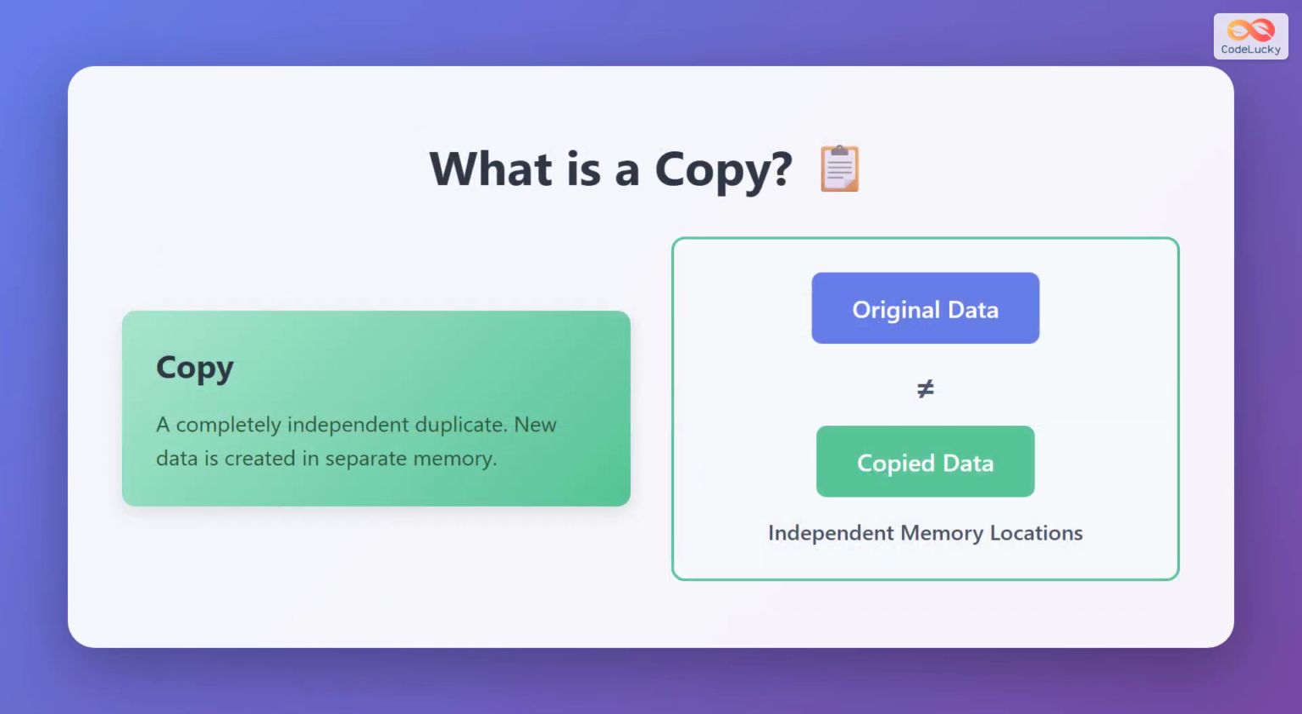A copy, on the other hand, is a completely independent duplicate of your array. When you create a copy, new data is allocated in a separate memory location. The copied array is entirely independent from the original. Changes to one will not affect the other. It's like making a photocopy of a document. You now have two separate pieces of paper, and marking one doesn't affect the other.